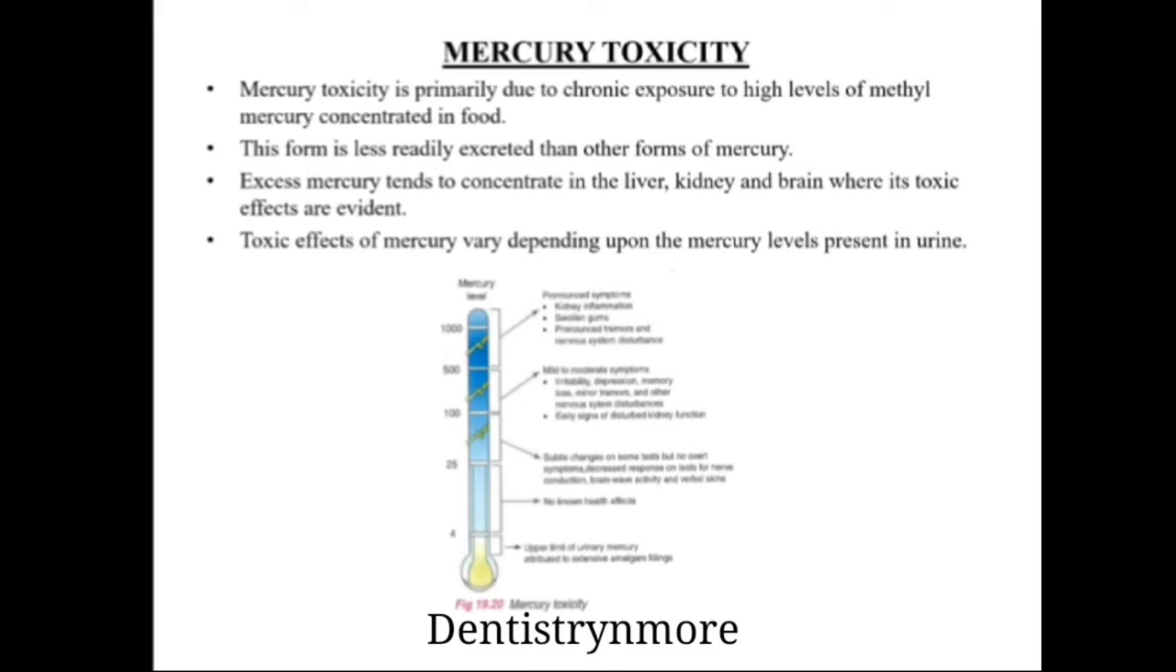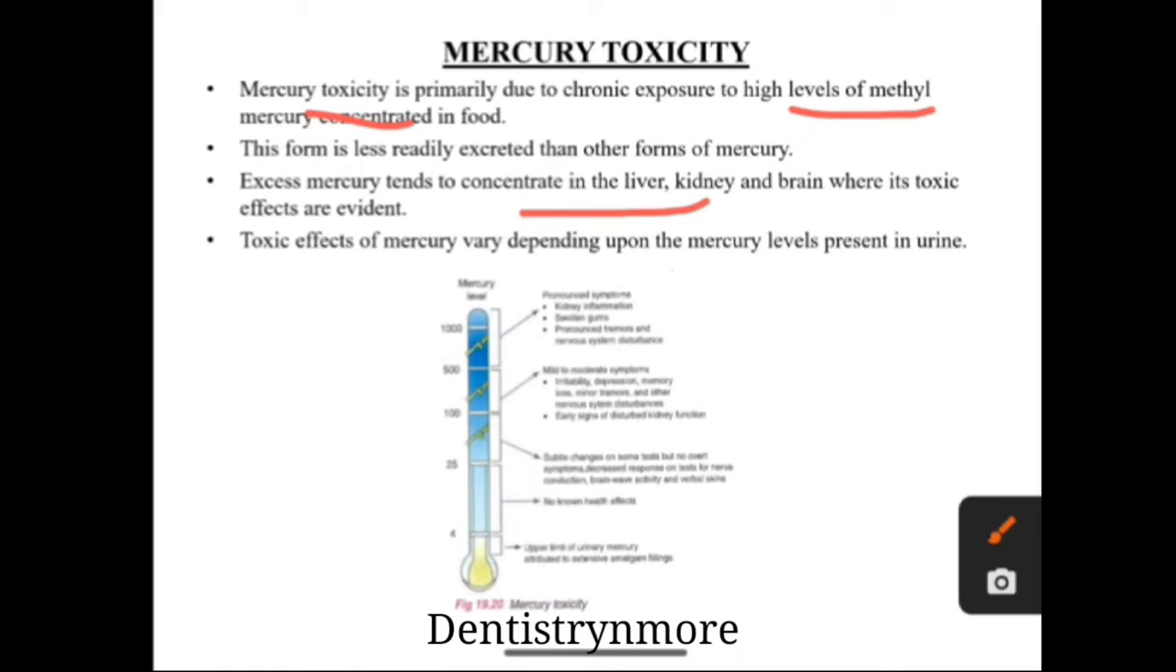Next one is mercury toxicity. It may occur due to chronic exposure to high levels of methyl mercury concentrated in food. It mainly concentrates in the liver, kidney and brain, where its toxic effects are evident, and depending upon the mercury levels present in the urine, the toxic effects can also vary.